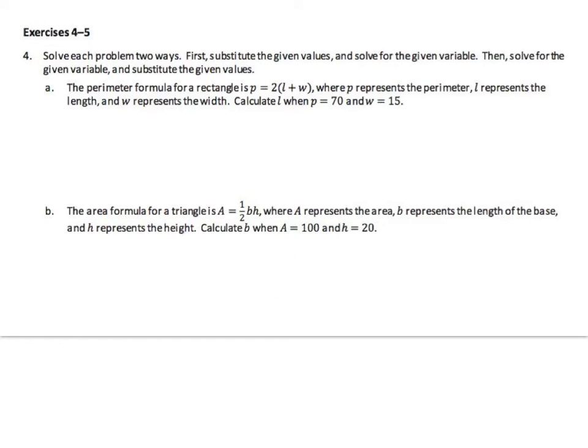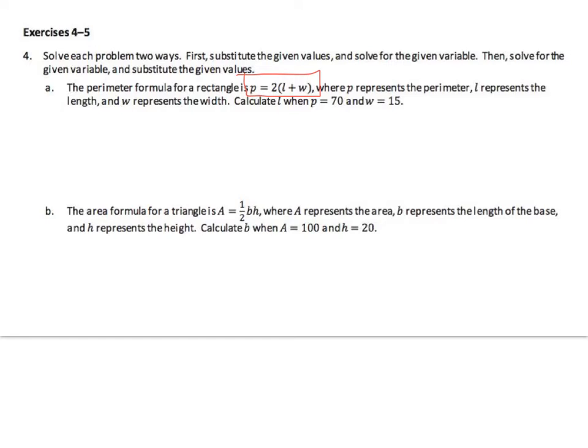Exercises 4 and 5, solve each problem 2 ways. First, substitute the given values and solve for the given variable. Then, solve for the given variable and substitute the given values. So for this first one, I have the perimeter formula for a rectangle: perimeter equals 2 times the length plus width, where P represents the perimeter, L represents the length, and W represents the width. Calculate L when P equals 70 and W equals 15.